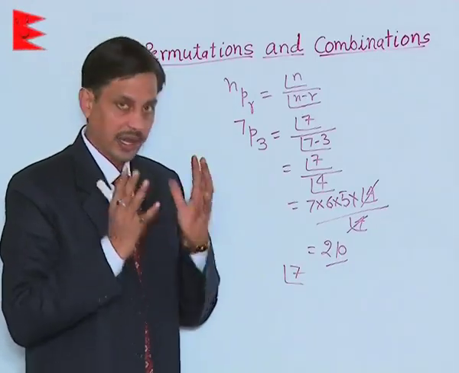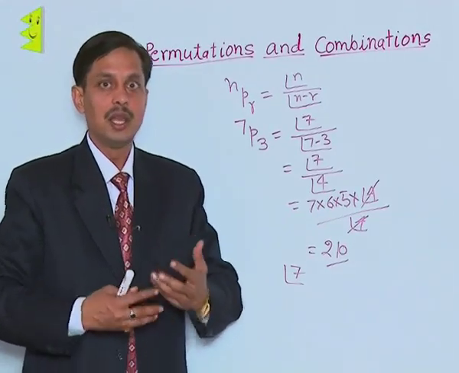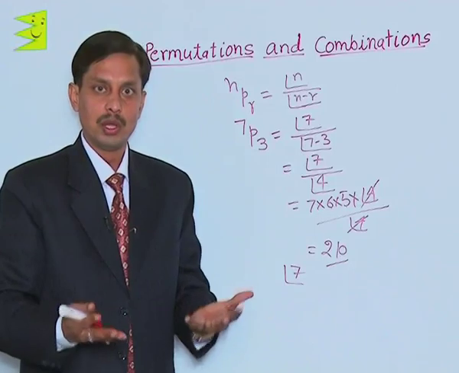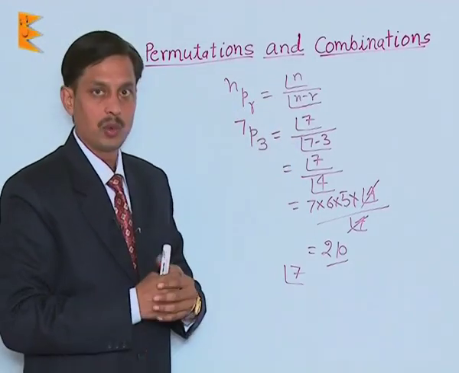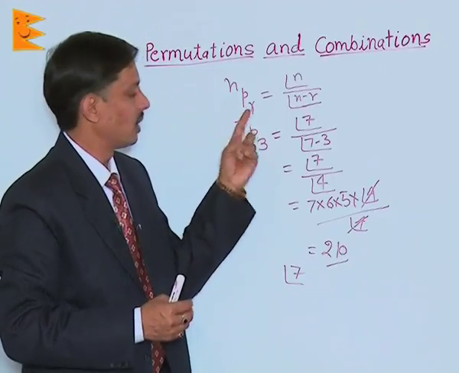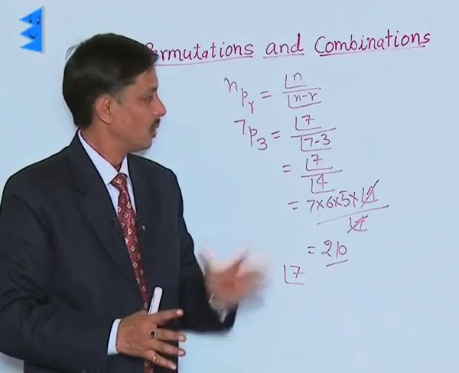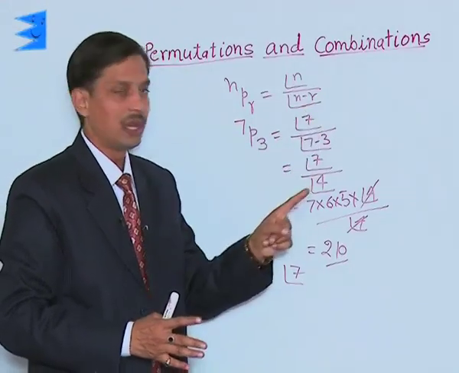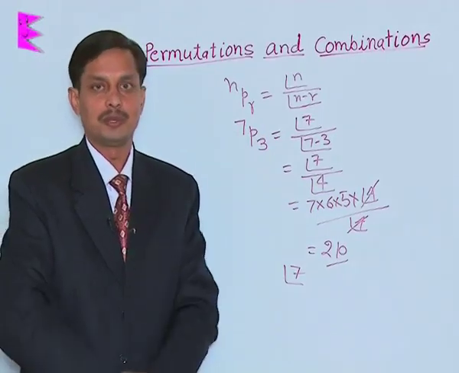But for the arrangement of a few things, fewer things out of those available, that is nPr, factorial n upon factorial n minus r. r is the number of objects to be taken out of n. So this is the formula applicable when we solve problems related to permutation.